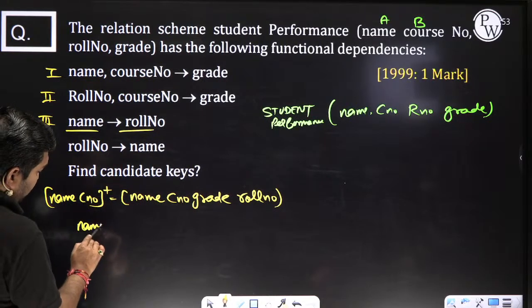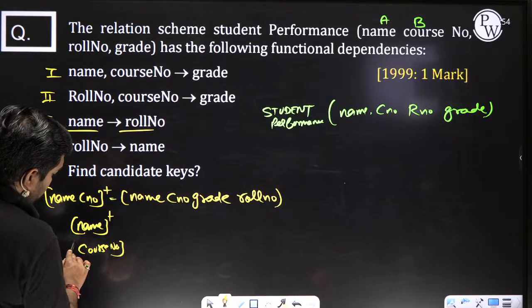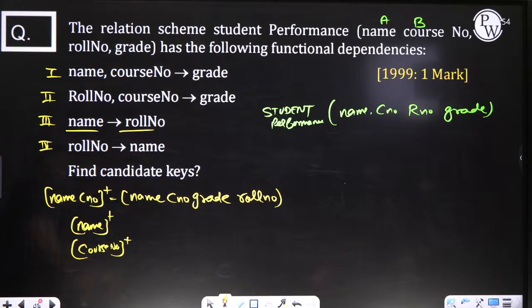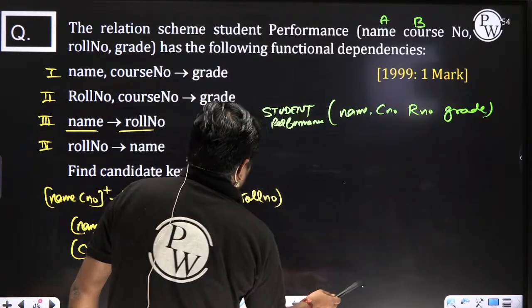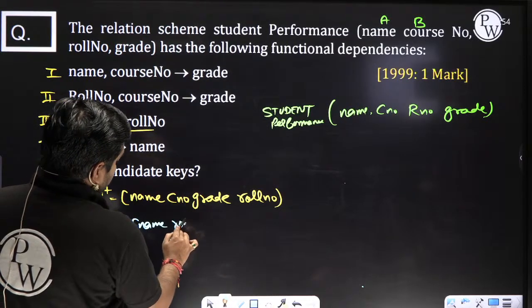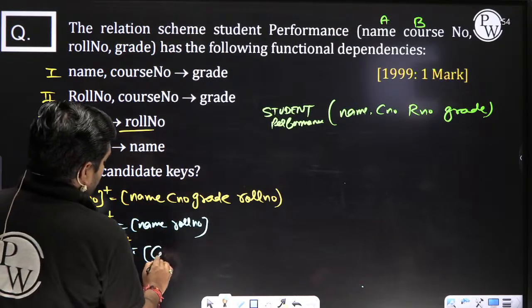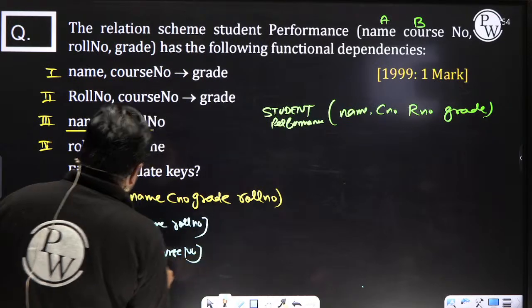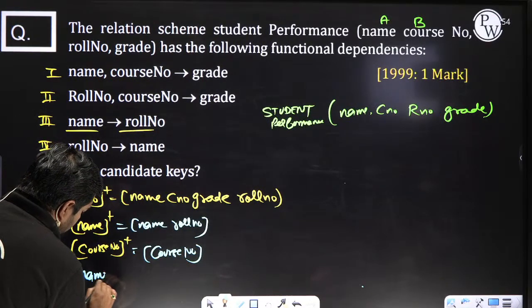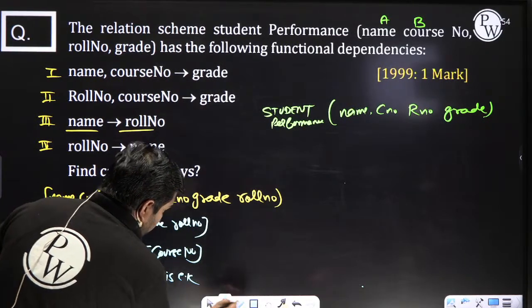What I do, I will take the closure of name as well as course number. Here, bacha, when I take the closure of name, what is happening? And roll number. When I take the closure of only course number, I am getting course. What is the key? First key is name and course number.